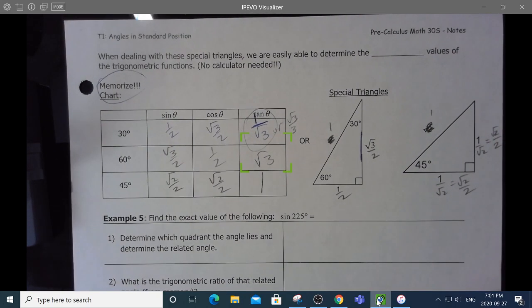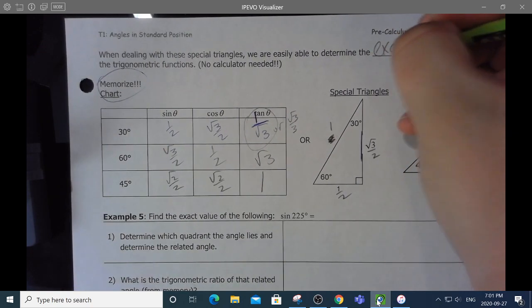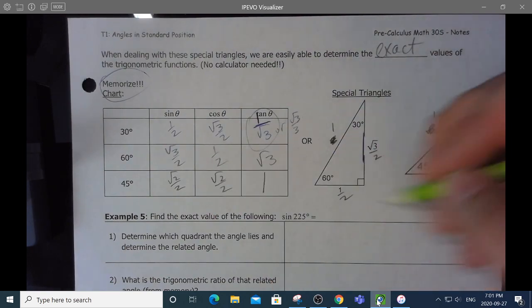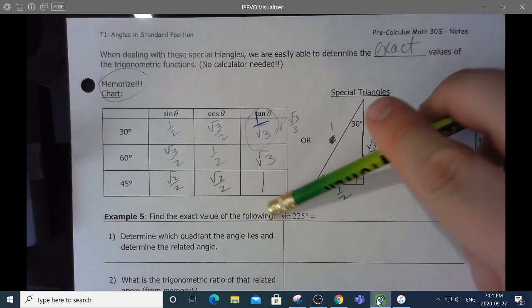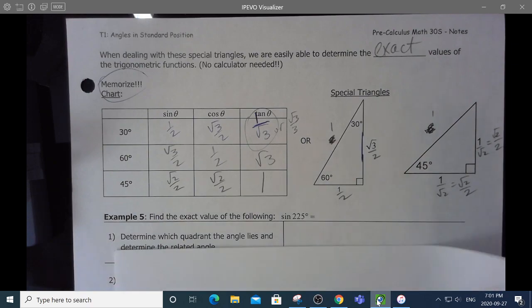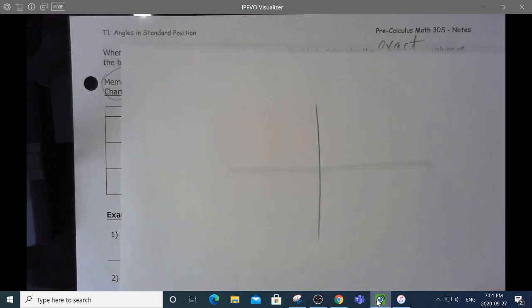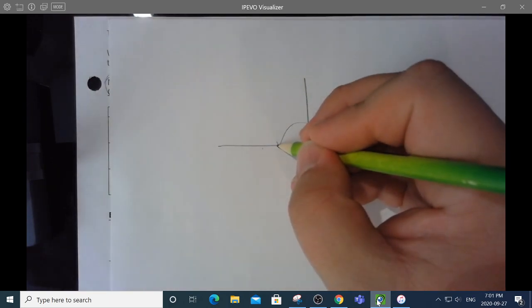When dealing with these special triangles, we're easily able to determine the exact values. There's the chart with all the exact values. There are the diagrams where they come from. So now find the exact value of 225 degrees. Take a second and make yourself a sketch. Where's 225 degrees? Well, that's 180 from there to there, so it's further than that. It's further in this way.